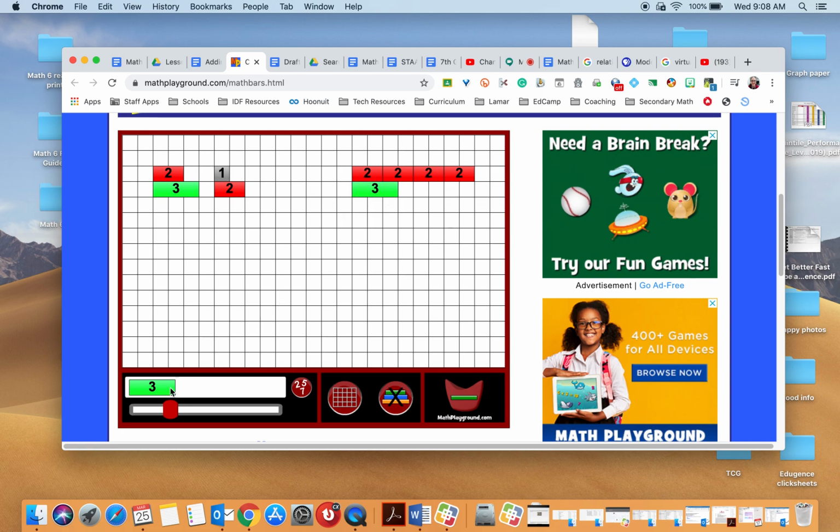Okay, so I've got some 2's. And now I have some 3's. And hey, look at that. 3 2's is the same as 2 3's. So I'm going to get rid of that extra 2. I now know that 2 times 3 is 6 and 3 times 2 is 6. So 6 is going to be my common denominator. 2 plus 2 plus 2 is 6 and 3 plus 3 is 6.